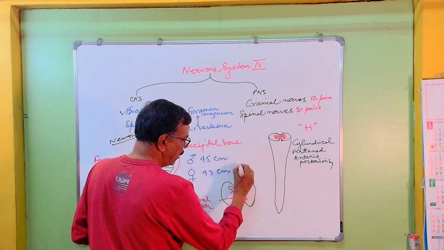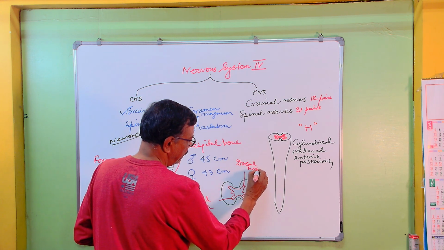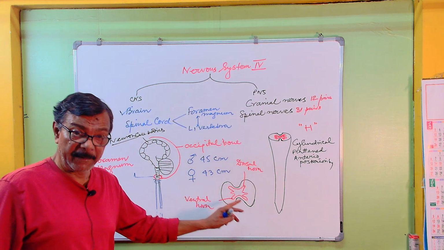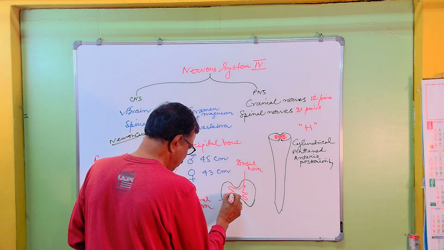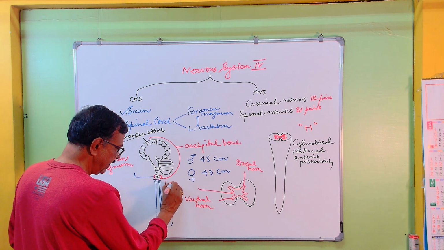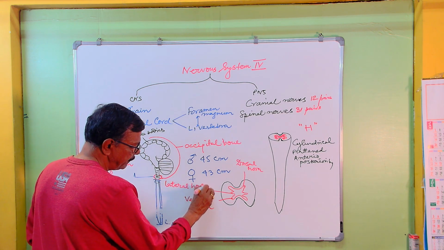And this we will call dorsal horn of the gray matter, and these two are lateral horns.